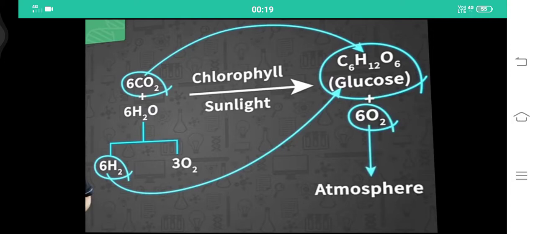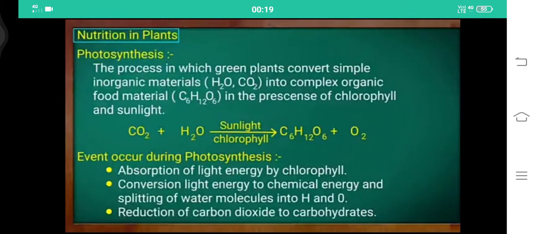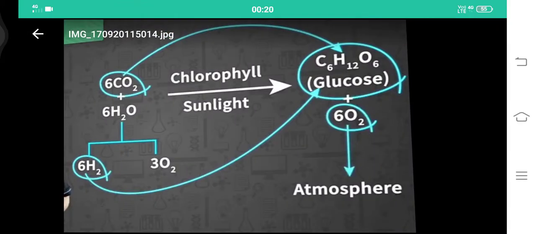How many carbon dioxides are required to make a glucose or sugar? 6 molecules of carbon dioxide. See, CO2 plus H2O. This is the equation, children. What is the equation? Carbon dioxide, water, in the presence of sunlight, chlorophyll. What is the food, children? Glucose, and byproduct oxygen. Clear? So then how carbon dioxide is reduced into glucose, I have explained now. Clear?